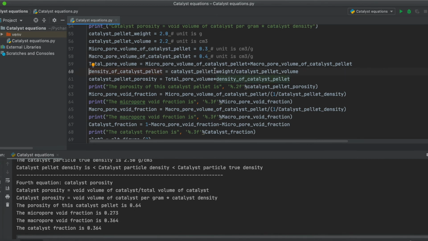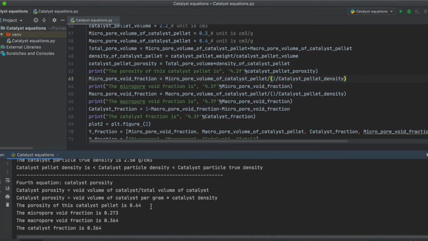Basically, it's the catalyst pellet weight divided by the catalyst pellet volume. Now, the catalyst pellet porosity can be calculated using this total pore volume per gram multiplied by the catalyst pellet density. And the result is shown here. For these pellets, in this example, the porosity is around 0.64.